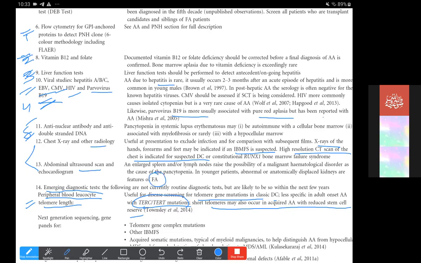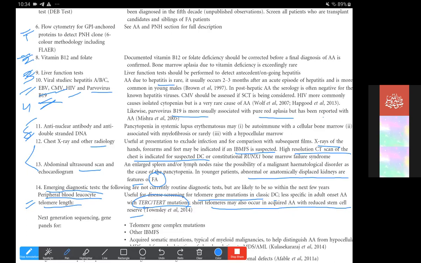In Fanconi anemia, they have mentioned that abnormal, anatomically displaced kidneys are a feature in younger patients. In dyskeratosis congenita, we have mostly pulmonary fibrosis and liver cirrhosis, which can be ruled out on high resolution CT chest and abdominal scans. Renal anomalies, splenomegaly and cardiac anomalies should also be looked for. In Fanconi anemia, we have abnormal or misplaced kidneys, so they could be normal kidneys or misplaced kidneys.